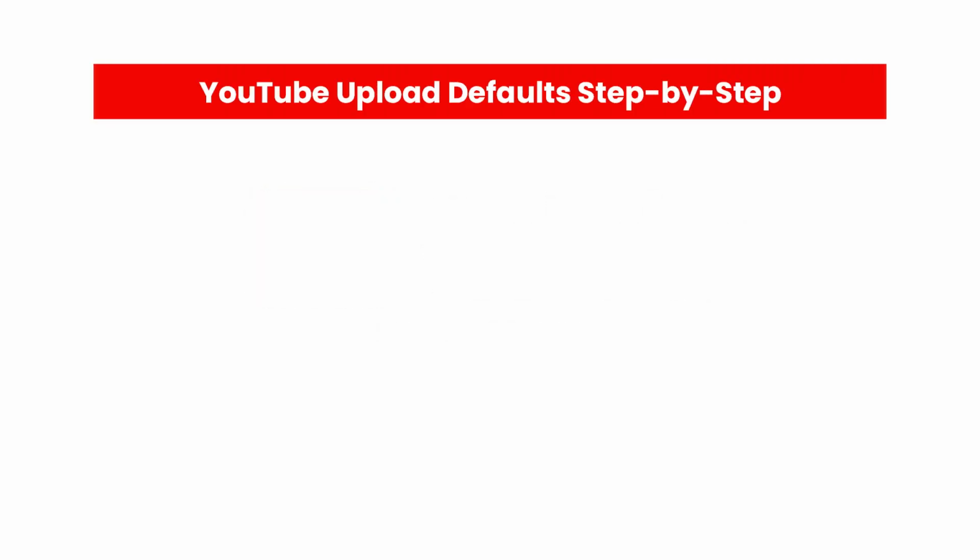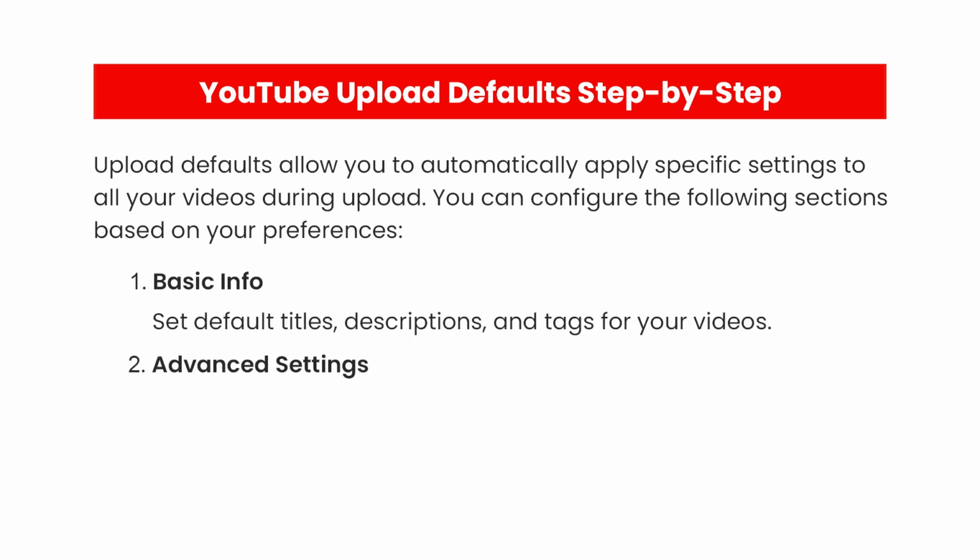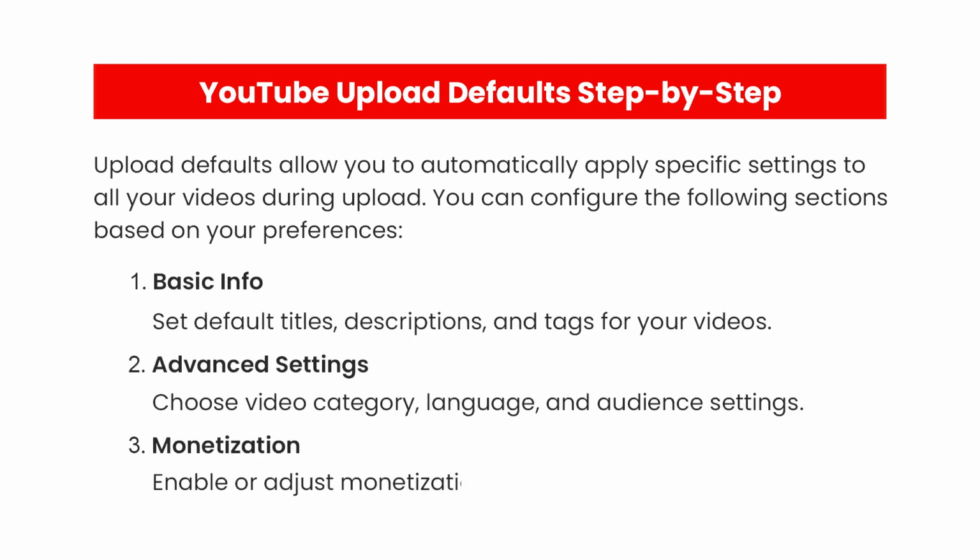What are these default features? Let's see what we can do with them. The default feature of YouTube is settings. You can set all the default settings for your video. You will get 3 options: basic info, advanced settings and monetization. If you are a beginner YouTuber, you will get basic info and advanced settings.